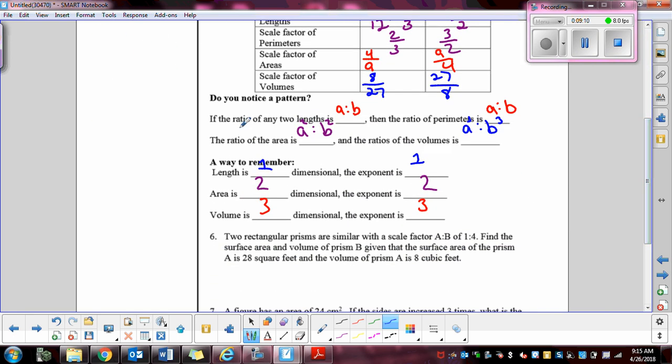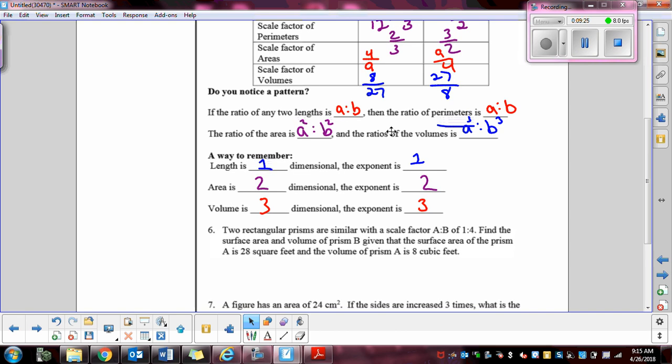Okay, so if the ratio of any two lengths is A to B, then the ratio of the perimeters is also A to B. That's the first dimension. The ratio of the areas is A squared to B squared. And then the ratio of the volumes is A cubed to B cubed.